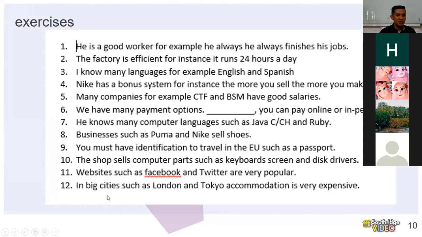Okay, so in this sentence we don't need comma because of London and Tokyo. So maybe not all the big cities are expensive. Yeah, in big cities, maybe not all are expensive. In the big cities, just accommodation is very expensive. Okay, that's right. Okay, right.